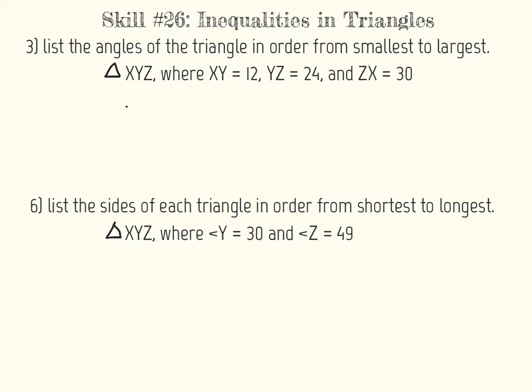So I'm going to draw a triangle XYZ, and it says that XY is 12, so I'm just going to mark the sides, 12, and then YZ is 24, and then ZX is 30. So I know that the angle opposite the biggest side is going to be the biggest angle. And so I can just find my angles, smallest to biggest, by looking at the smallest to biggest sides.